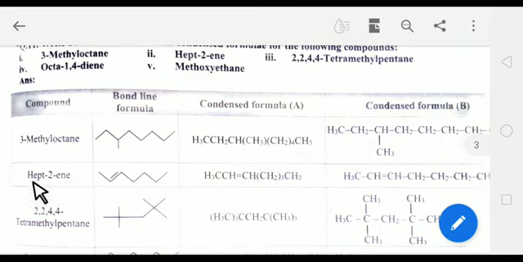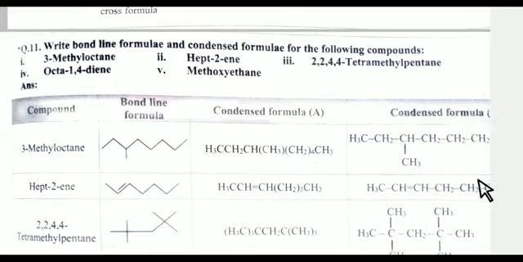Now next is hept-2-ene. Hept means 7 carbon atoms are there, and 2-ene means the second carbon contains a double bond. So see here, 1, 2, 3, 4, 5, 6, 7. 7 carbon atoms are there and the second carbon contains the double bond. Similarly here, 1, 2, 3, 4, 5, 6, 7. See here, CH3, CH, CH with a double bond between them, then CH. After this CH, 3 CH2 are there, so CH2 in the condensed form, and at the end CH3. So this is condensed formula A and B.